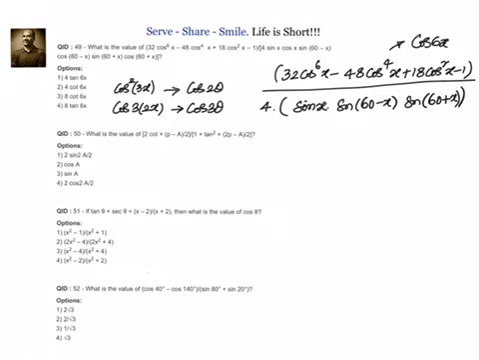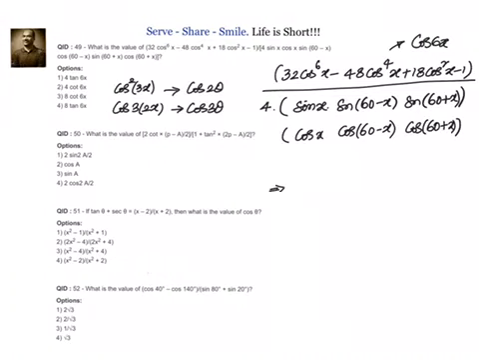Again, this is a standard problem. sin x into sin(60° − x) into sin(60° + x) is 1/4 times sin 3x. That's a standard result. One more standard result is cos x into cos(60° − x) into cos(60° + x). This is equal to 1/4 cos 3x.